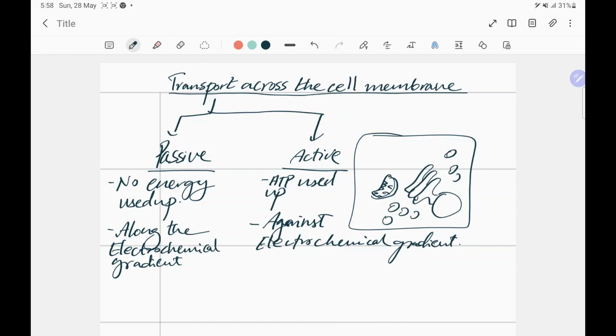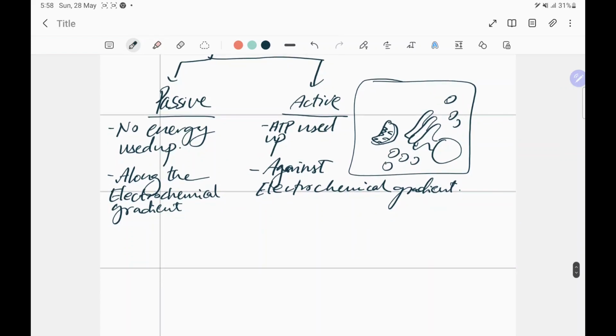This is very important. Alright, so now when we talk about passive transport, the first heading I'm going to talk about is simple diffusion. I'll be dealing with passive transport first. So, simple diffusion.